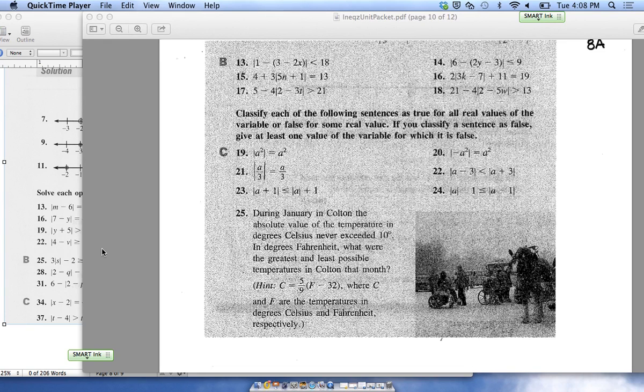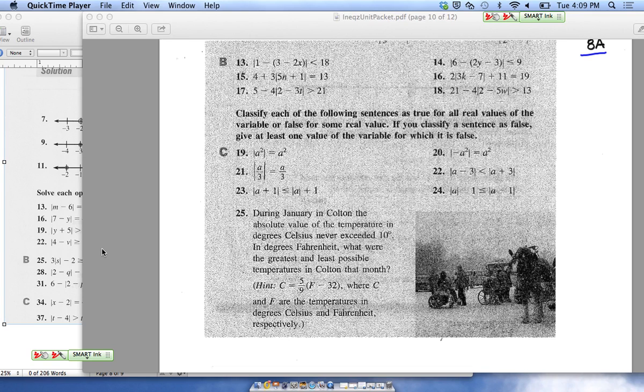before this is due. And this first screenshot I'm looking at is from the purple packet. It's page 8A, and you can see up in the corner it's page 8A right here. Numbers 13 through 18 are absolute value problems, and you can see everything's represented, less than, equal, greater than.